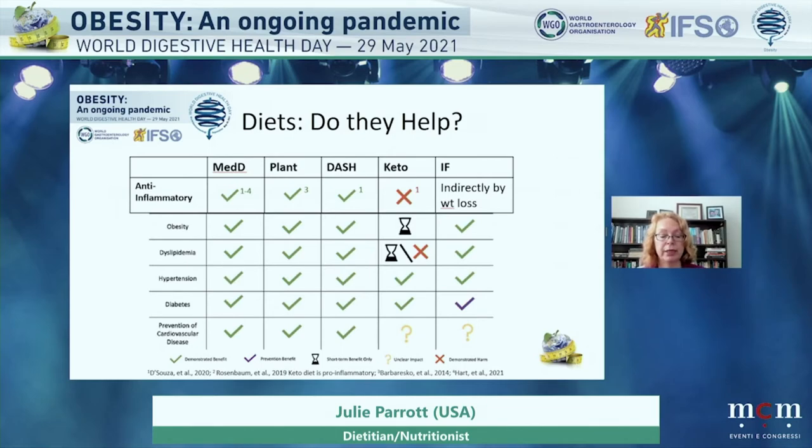Intermittent fasting is based on timing, eating during a specified time period. So there may be strict or liberal food choices. Intermittent fasting may be anti-inflammatory, however, only indirectly via weight loss and food modifications.